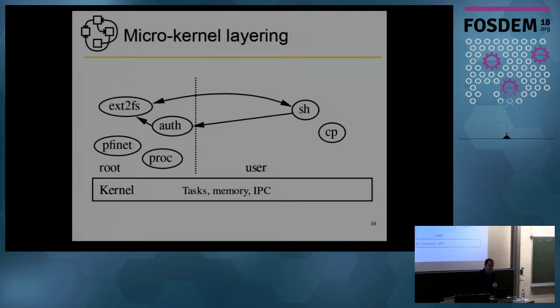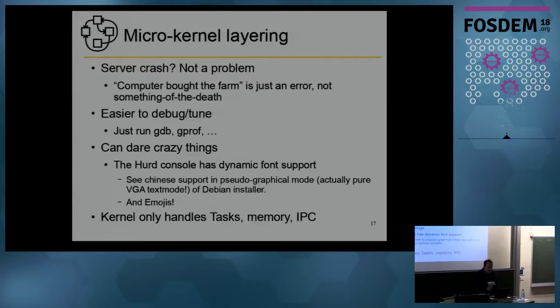Just to give some examples, if a server crashes, that's not a problem. So the "computer bought" or "fatal error" we see on a Hurd system is just an error. It's not a kernel panic that takes the whole system away. So for instance, if the TCP/IP stack crashes, okay, all the TCP sessions are lost. But everything else is fine. I can recover the system. I don't have network access to it, but if I have console access, then okay, nothing is lost.